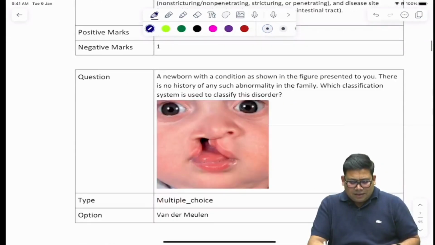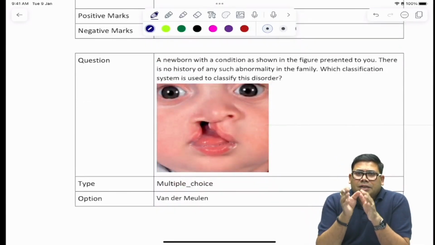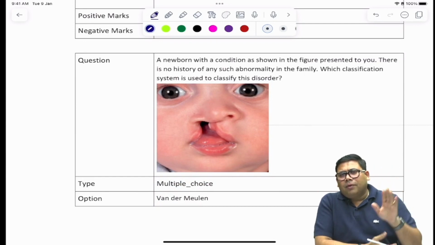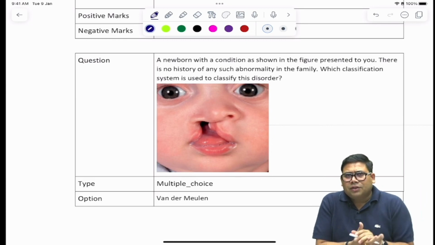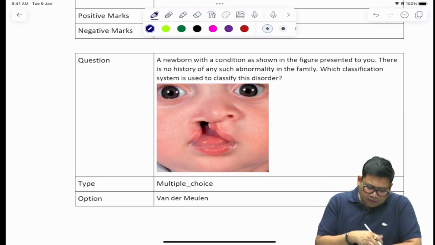It's easy. The next question that we are seeing is a newborn presenting to you. I'll cover the clefts, and I'll cover IBD, inflammatory bowel diseases, in the surgery section in the routine lectures. So discussing it today is not really possible.